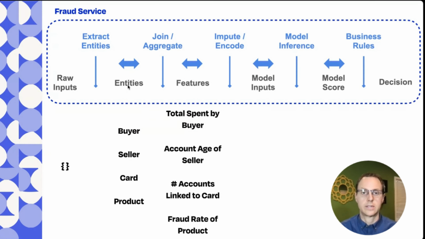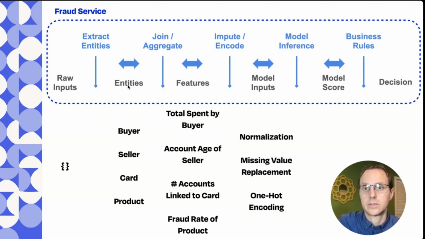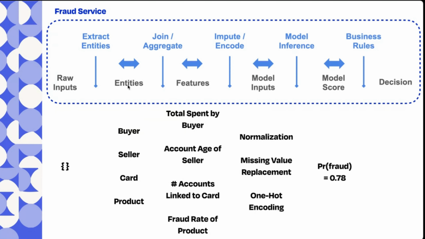For example, with the buyer, you might care about how much money has totally been spent by this particular buyer, or for a particular card, how many different buyers have been associated with that payment method over some time period, for example, right? Those are the raw features that would then typically go into a model, where you're going to apply often some kind of pre-processing, things like normalization, missing value replacement, and so on, which are typically part of the model artifact itself.